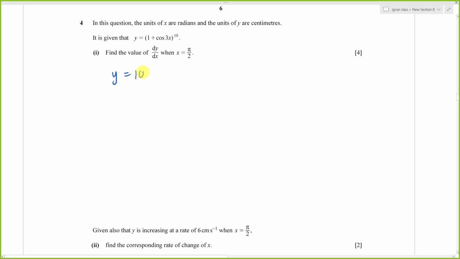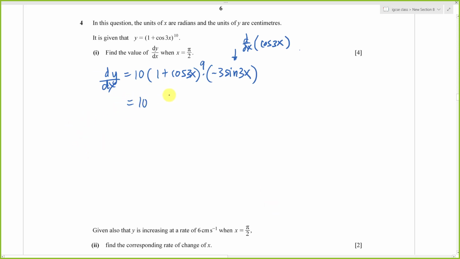Power 10 move to the front, and then minus 1, which is 9. Whatever inside the bracket, copy only. Then differentiate the term inside the bracket as well. If I differentiate cos 3x, I will get negative 3 sine 3x. How do I get this one? Basically, I differentiate cos 3x, and then I write it at the back as a multiply. Actually, I don't need to simplify because this one will be dy/dx. It's no longer y. Because I already have the x value, I just sub in the value.